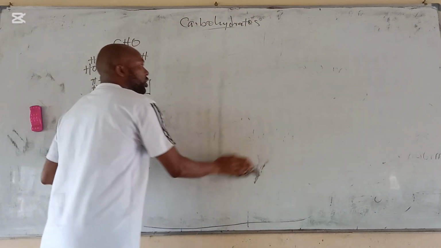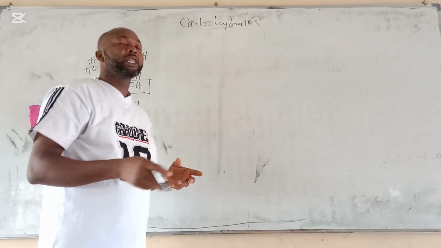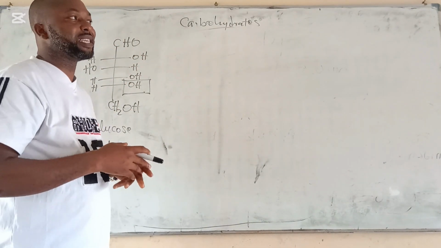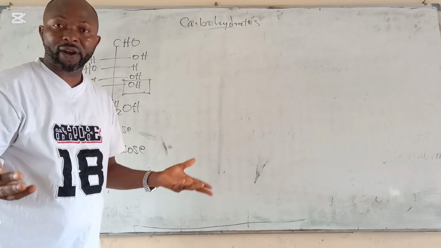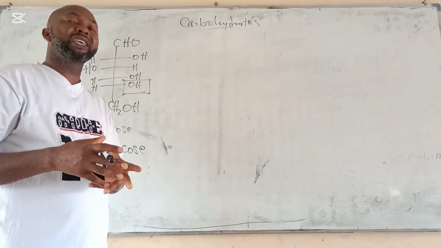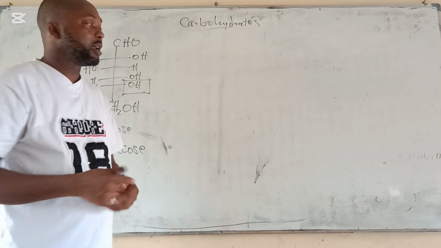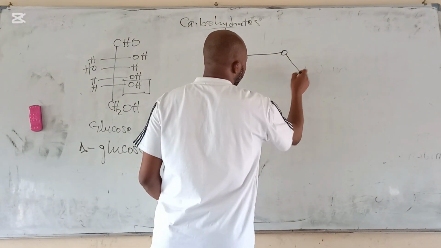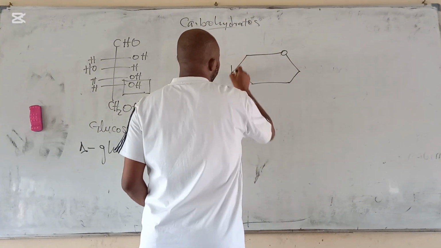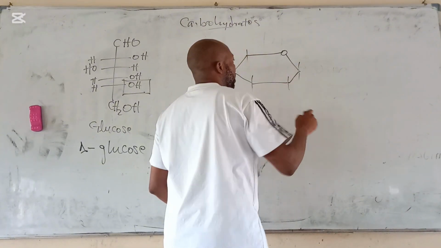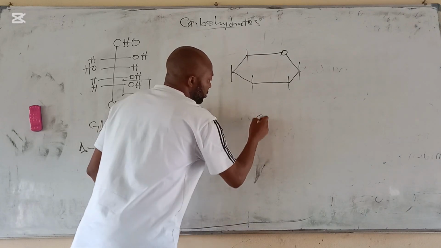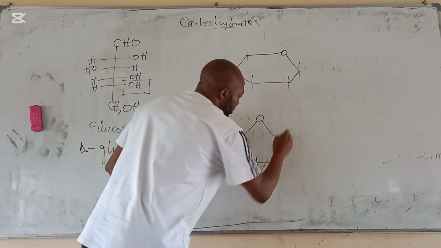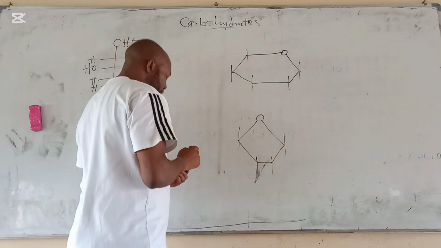Now, in the ring structures, we have the pyranose and the furanose. The pyranose structure means it has the structure of pyran, and the furanose structure means it has the structure of furan. So, the pyranose structure, this is how we're expecting it to be. While the furanose, this is how the structure of furan is.